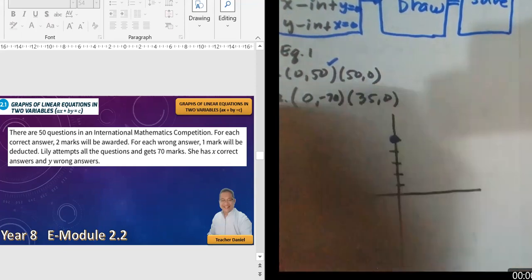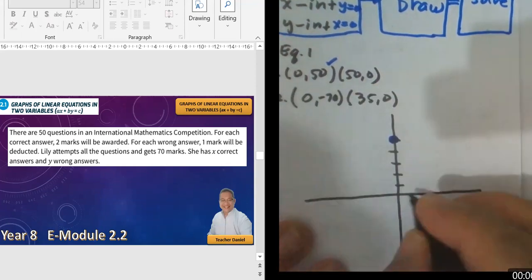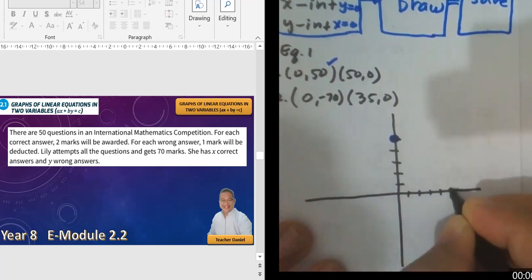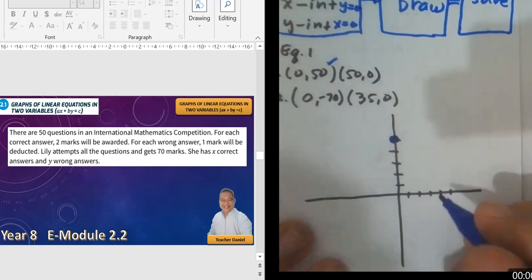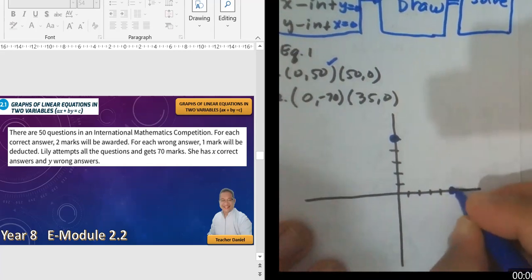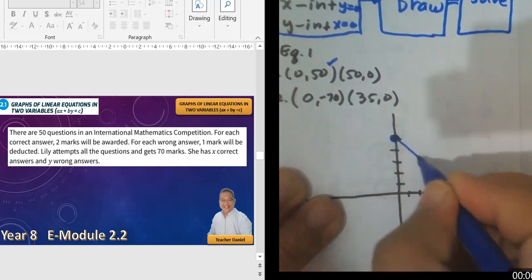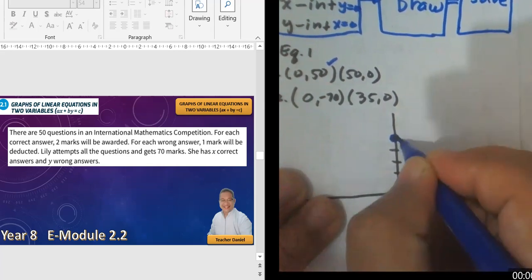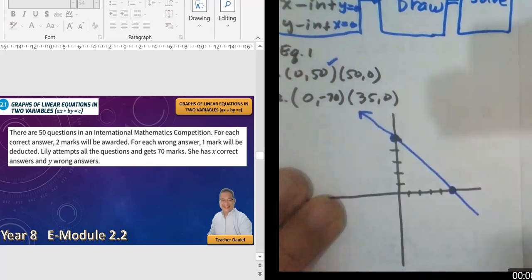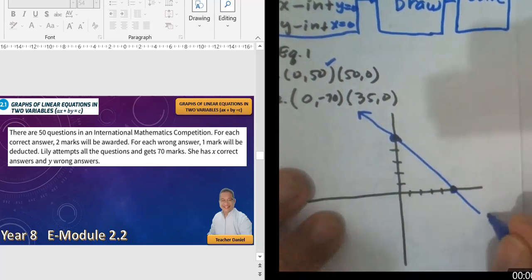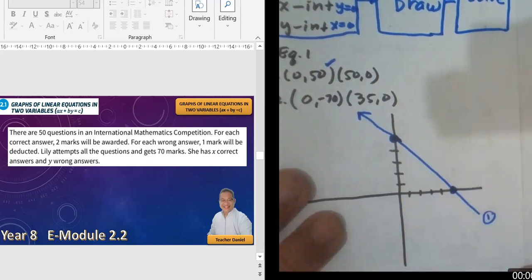Now let's find the (50, 0). The (50, 0) is here: 1, 2, 3, 4, 5. That is the (50, 0). And now you connect the 2 points. Very simple. This is now the equation 1. That is now your equation 1.